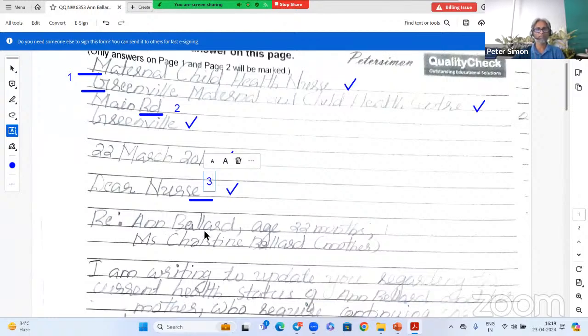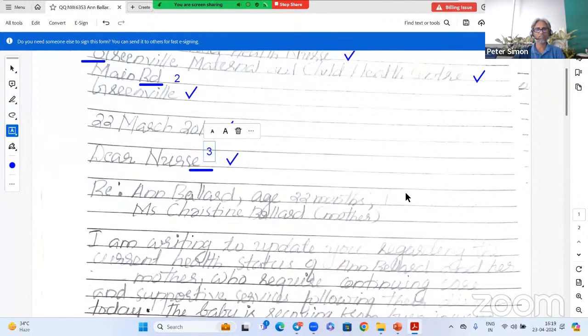Next one. Regarding Anne Ballard, age 22 months. Miss Christine Ballard, mother. You need not write about mother here. No need. Because the primary patient, the primary subject is Anne Ballard. So no need to write the name of the mother in the subject line. Okay.